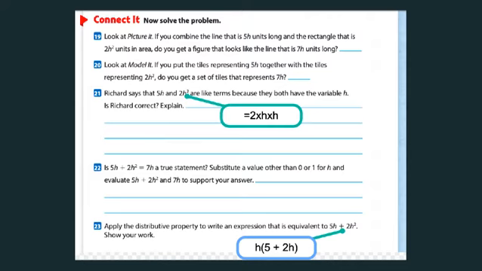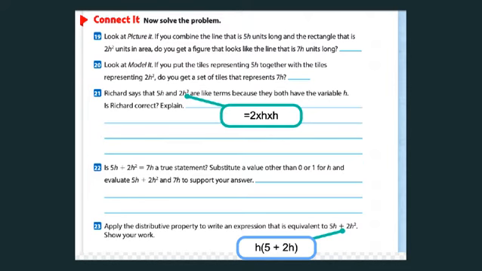Number 20 says, now look at the model. If you put the green tiles representing the 5h together with the blue tiles that represent 2h squared, are you going to get a set of tiles that looks like 7h, or 7 of the green tiles? Again, that's a yes or no answer.